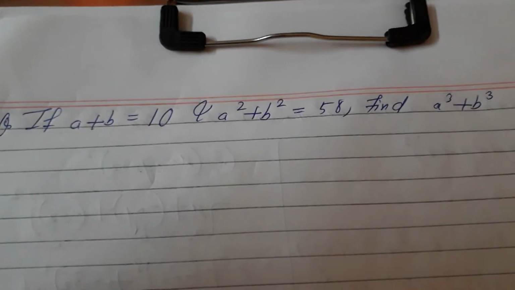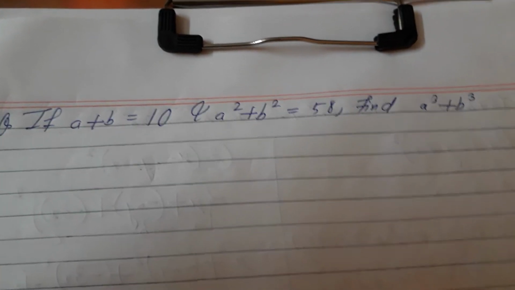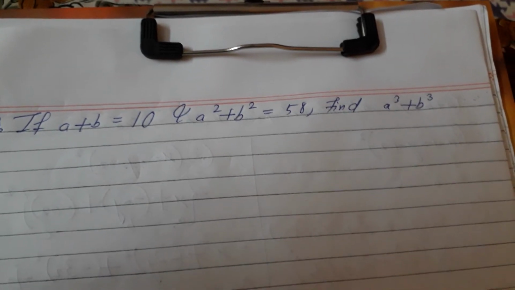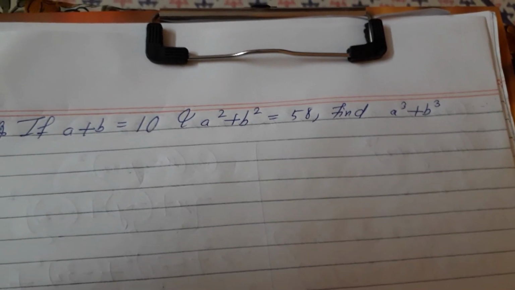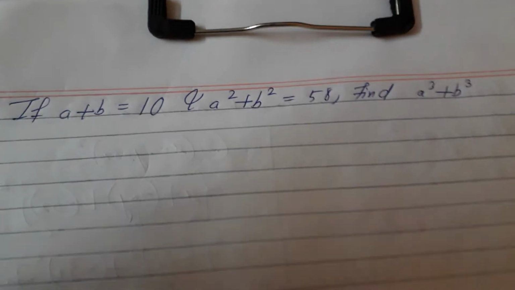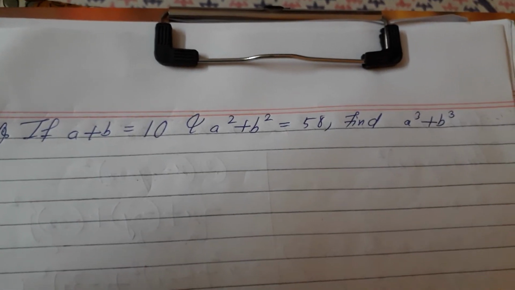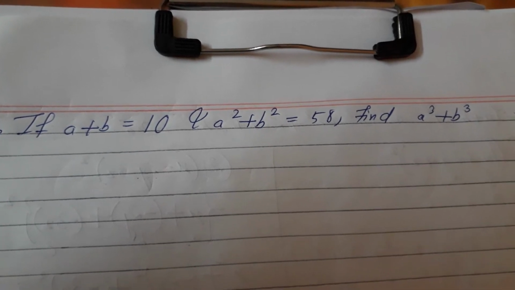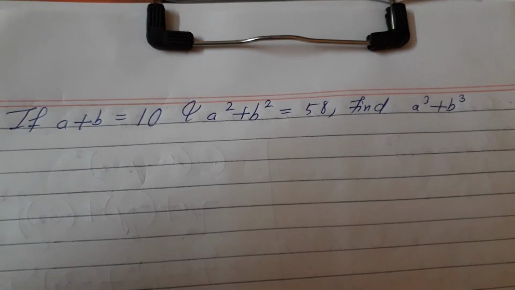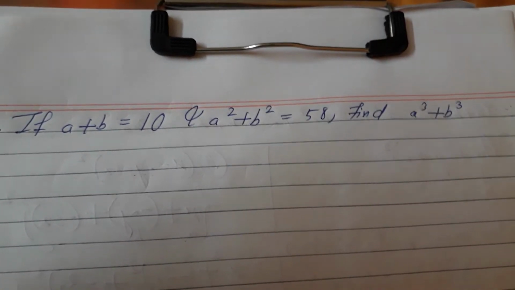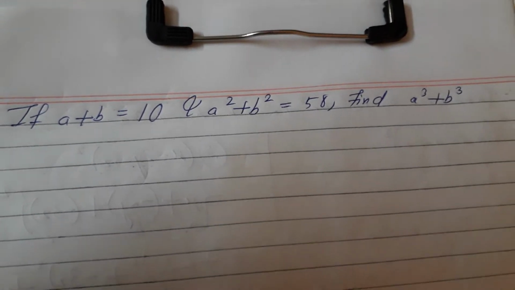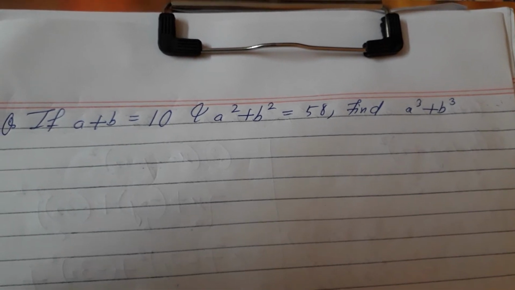See, the next one is given: if a plus b is equals to 10 and a square plus b square is equals to 58, then you have to find the value of a cube plus b cube. Now see, most students try to find the relationship between a square plus b square and a cube plus b cube, and hence they cannot solve the problem. But first you have to see, you cannot do it in that way.